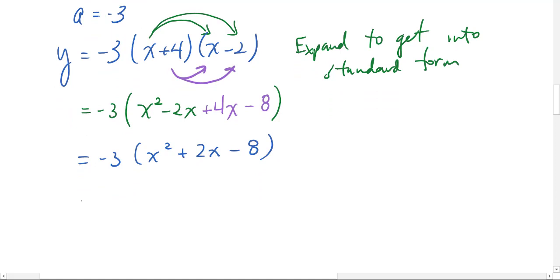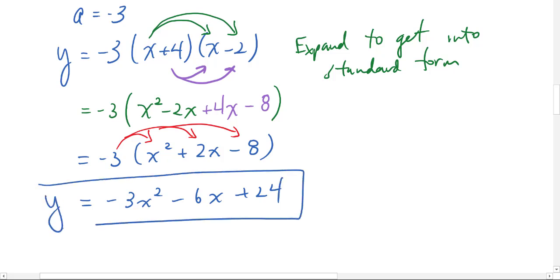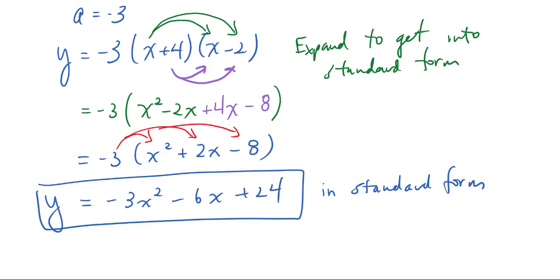And then the last step is to finally expand or distribute that negative 3 into the bracket. So we end up with negative 3 x squared minus 6x plus 24. So this is our equation in standard form. Remember, factored form is above here. Standard form is now what we have it in. So it's the same as what we did before with factored form, except now we take the extra step and expand the expression.